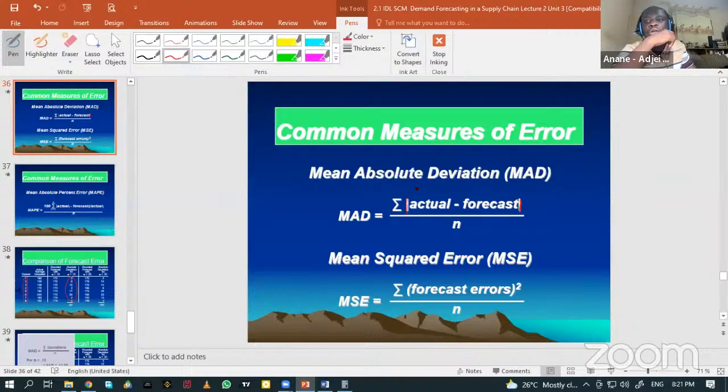So if actual demand is 50 here and forecast is 70, that means you are supposed to subtract. Actually, we're supposed to get negative 20, but because of this bar at the extreme ends here, we are saying that whatever figure you get, don't ignore the negative, and still maintain it in positive.